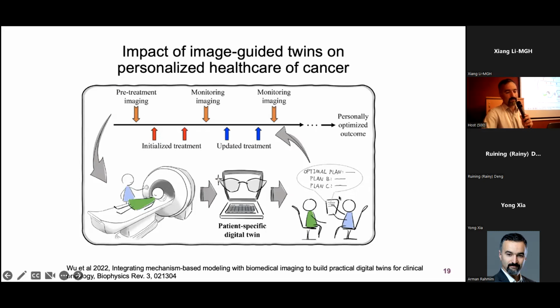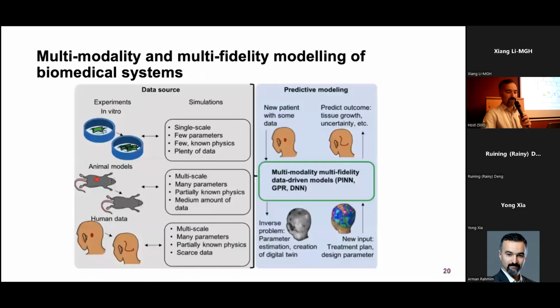And you're going to be like, oh, plan B is better. So let's now do plan B instead of plan A or C. And this is constantly updating itself with new information that you're getting, and also as the patient is evolving. So this is a workshop, again, multimodality, imaging, and multiscale.